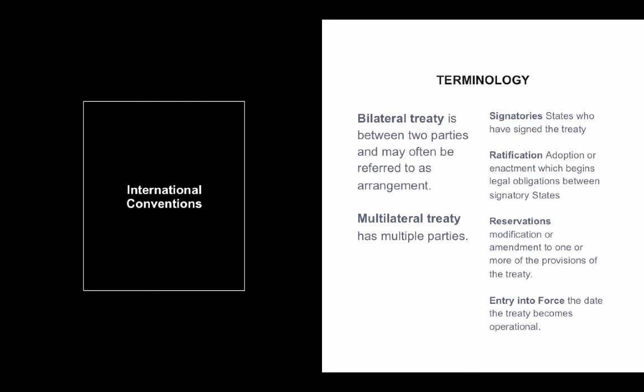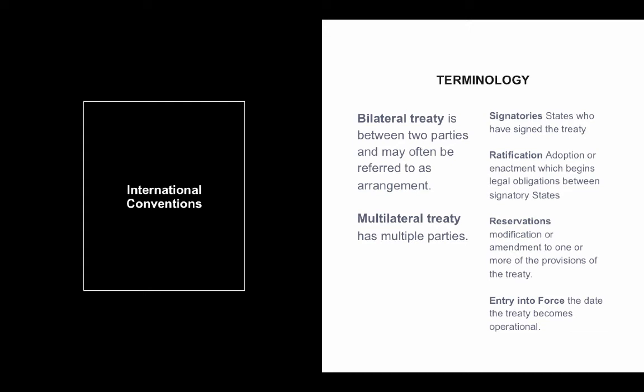So if one of the parties breaches their obligations in a bilateral treaty, a breach can lead to one of the parties terminating that treaty. In a multilateral treaty, a breach between two parties may change the status of the legal obligations, but the treaty would remain in force between all the parties who are not in dispute with one another.